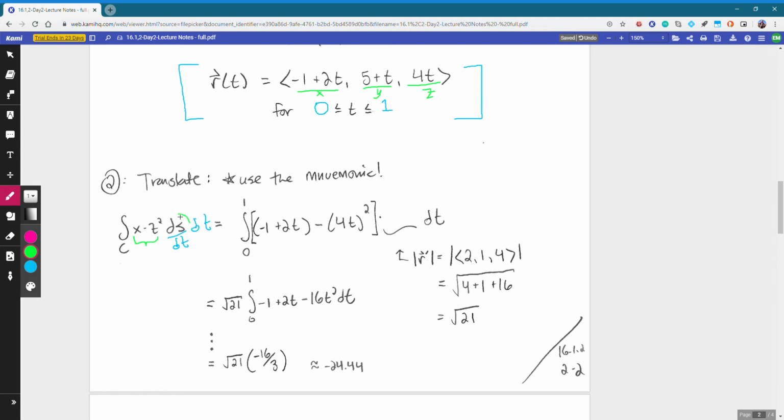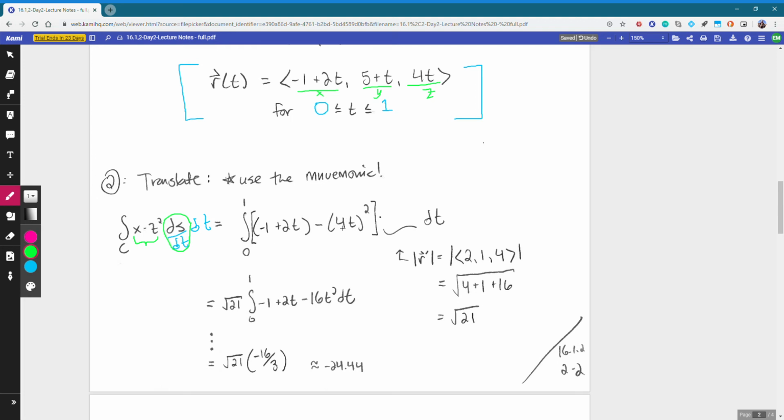And then after that, we have the rate of change of distance, which is speed, so we'll need to figure that out to completely translate this. And so here we plugged in our limits for t, 0 to 1. Here we plopped in what our x was.